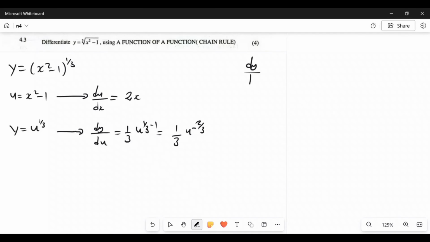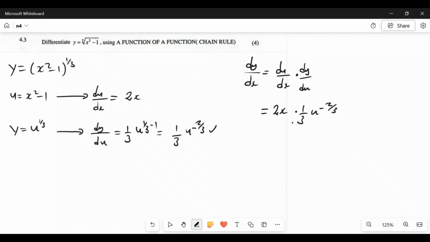Then from there, the formula for the chain rule is as follows. dy over dx equals, you multiply du over dx with dy over du. When you multiply this, they're going to give you dy over dx. So let's continue. du over dx is actually 2x there. So you're going to write 2x there, multiplied by dy over du, which is 1 over 3 u to the power of negative 2 over 3. So we're going to write multiply by 1 over 3 u to the power of negative 2 over 3.